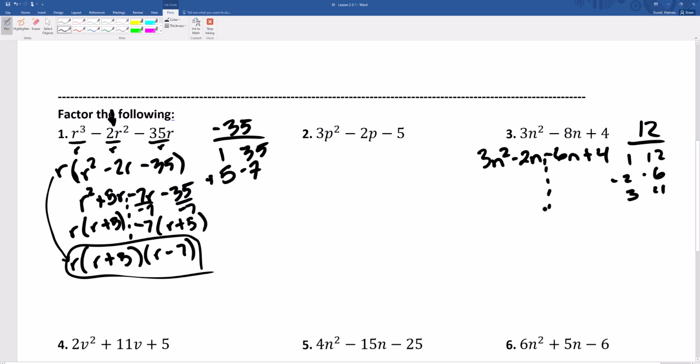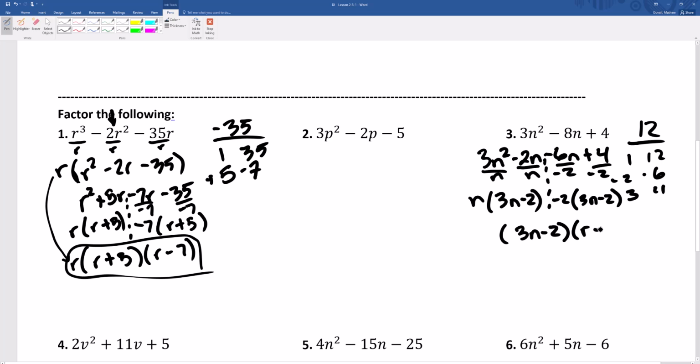Factor by grouping. What's in common is n. So 3n minus 2. What's in common is 2, and then I have to factor out the negative. So 3n minus 2. So I'm going to get 3n minus 2, and then in front it's going to be n minus 2.